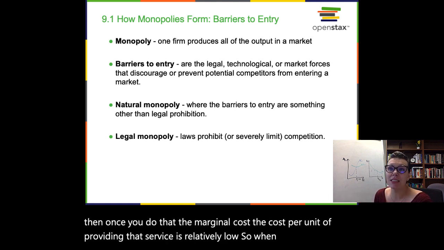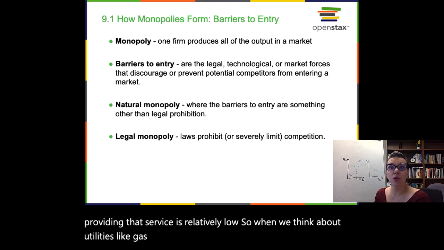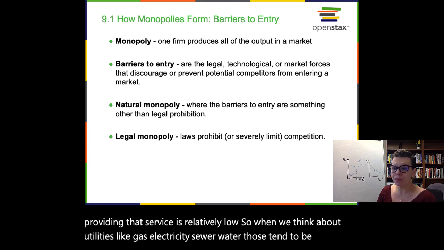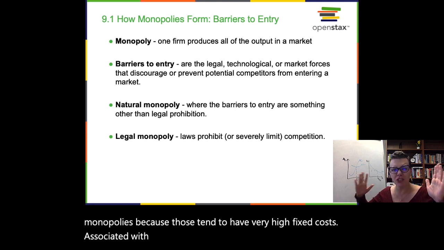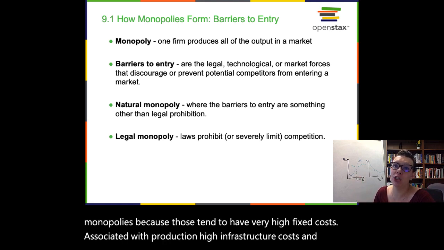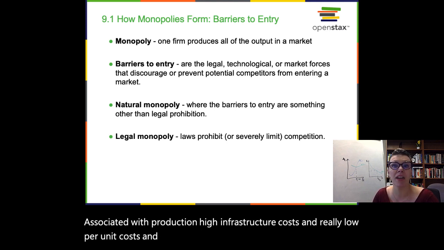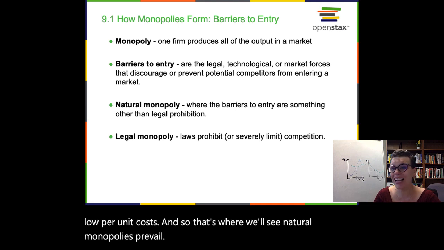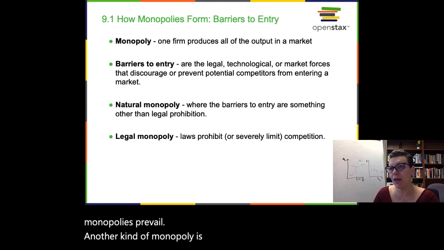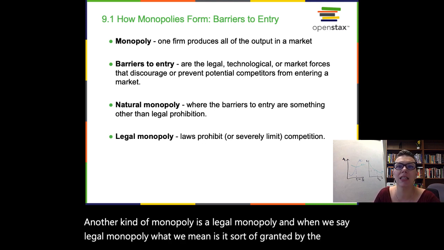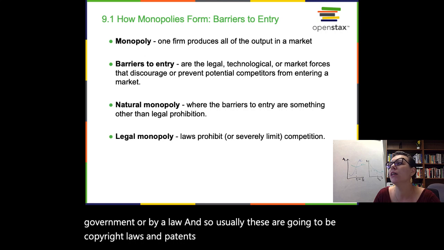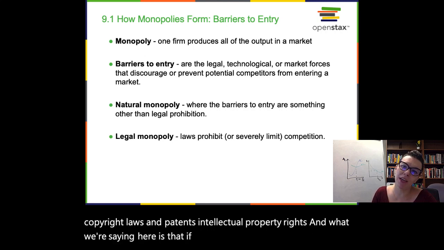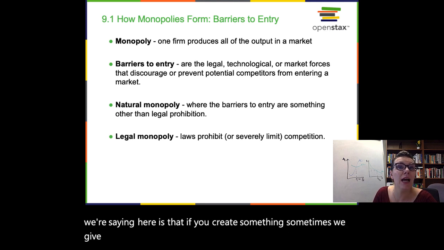So when we think about utilities like gas, electricity, sewer, water, those tend to be natural monopolies because those tend to have very high fixed costs associated with production, high infrastructure costs, and really low per unit costs. And so that's where we'll see natural monopolies prevail. Another kind of monopoly is a legal monopoly. And when we say legal monopoly, what we mean is it's sort of granted by the government or created by a law. And so usually these are going to be copyright laws and patents, intellectual property rights. And what we're saying here is that if you create something, sometimes we give you permission to be a monopolist.